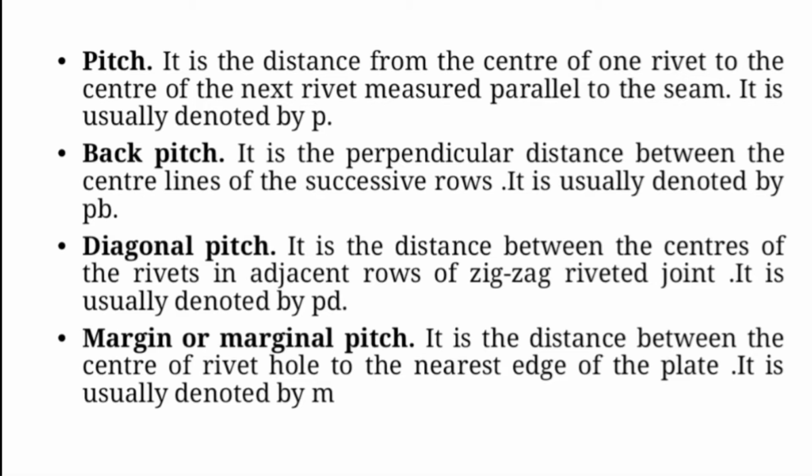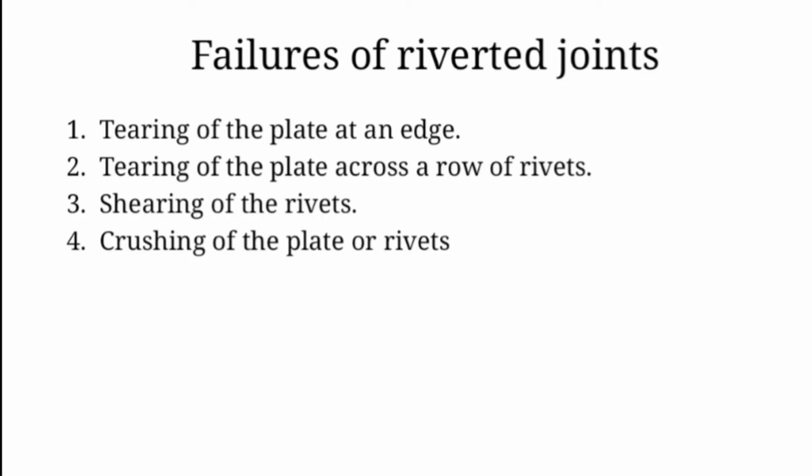Next one is diagonal pitch. It is the distance between the centers of the rivets in adjacent rows of a zigzag riveted joint. It is usually denoted by small pd. Next one is margin or marginal pitch. It is the distance between the center of the rivet hole to the nearest edge of the plate. It is usually denoted by small m.